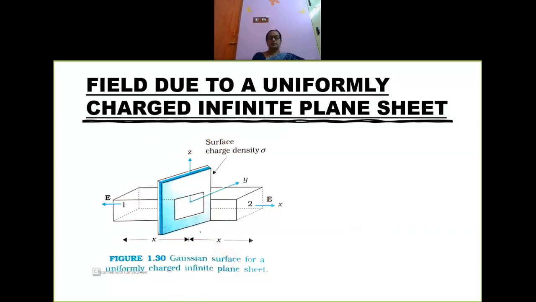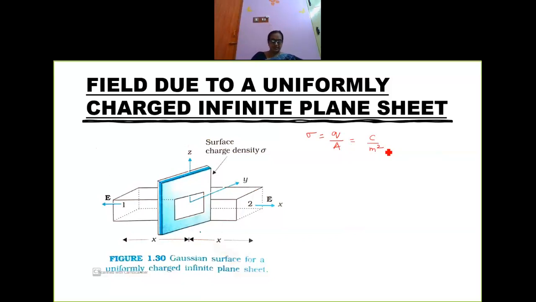Now let us move on to the second: field due to a uniformly charged infinite plane sheet. Now look at the diagram. I have stuck to your textbook diagram itself, children, so that you will understand the concept very easily. Okay? So now here we are going to consider an infinite plane sheet with surface charge density sigma equal to Q by A, whose unit is coulomb per meter square.